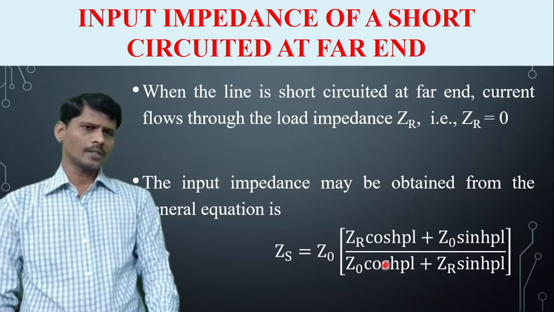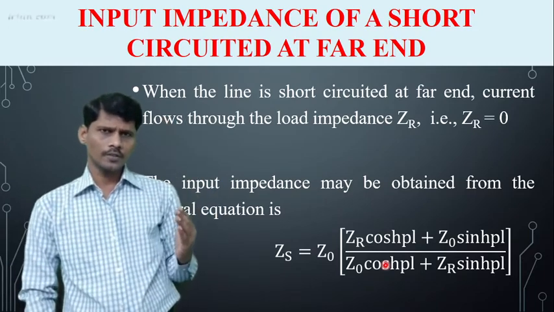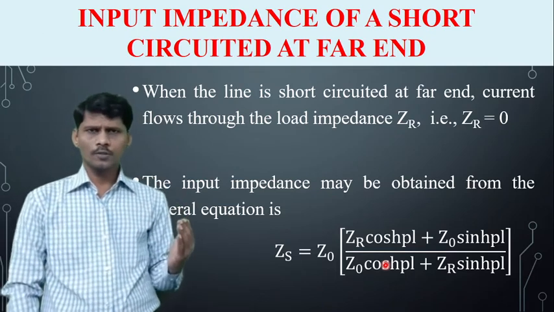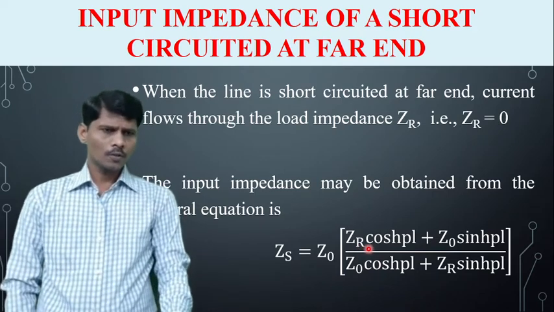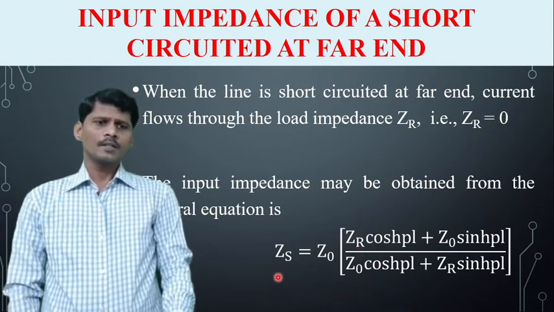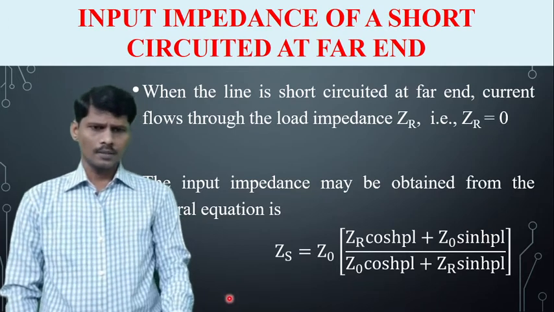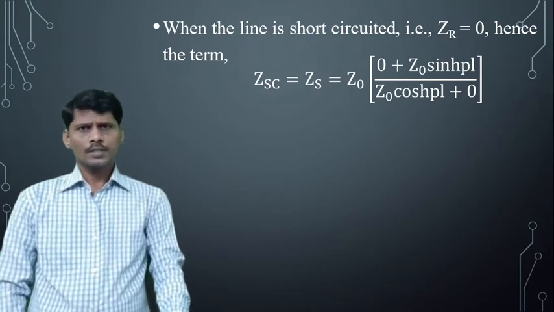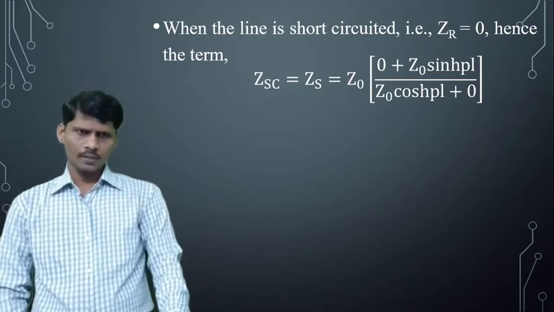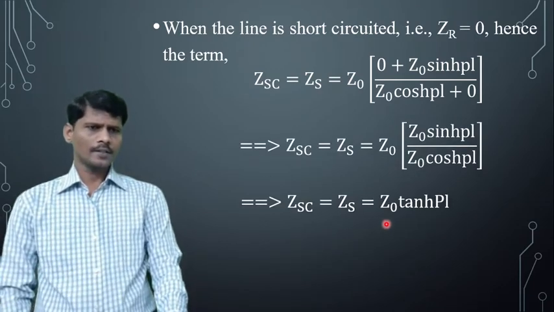So in this equation, applying the short circuited condition. The end of the transmission line is short circuited, so there is no voltage, VR is equal to 0 and the load impedance ZR is equal to 0. After substituting ZR equal to 0 in this equation, we get Zs is equal to Z0 into Z0 sinh γL by Z0 cosh γL. That is, Zsc, the short circuited impedance, is equal to Z0 tanh γL.